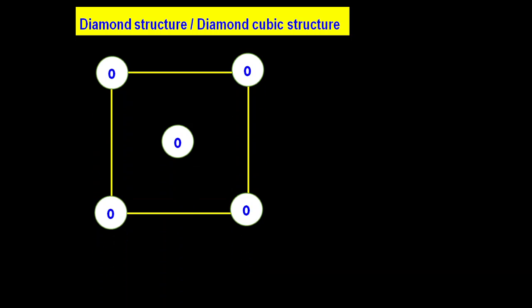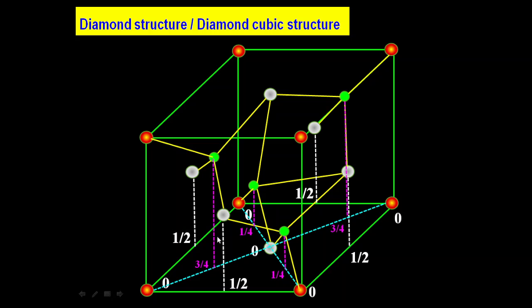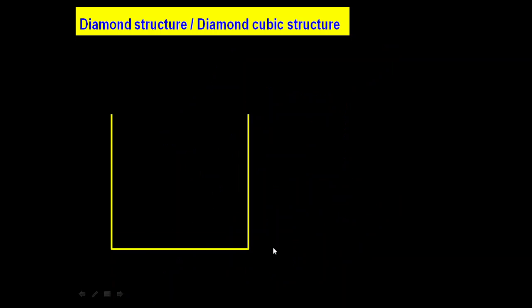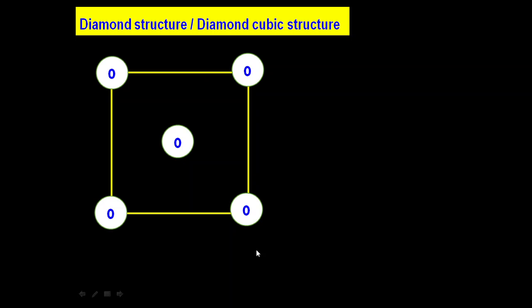If I draw the bottom layer in square shape, these are the four atoms of the bottom layer, and one is the center atom, which are at 0th position. Just look at this three-dimensional structure. I am going to show this three-dimensional structure two dimensionally. For that I will first show the bottom layer. These are the four corner atoms and one center atom of the bottom layer, which are at 0th position. Suppose this is the bottom layer and these atoms are at 0th position, one is at the center.